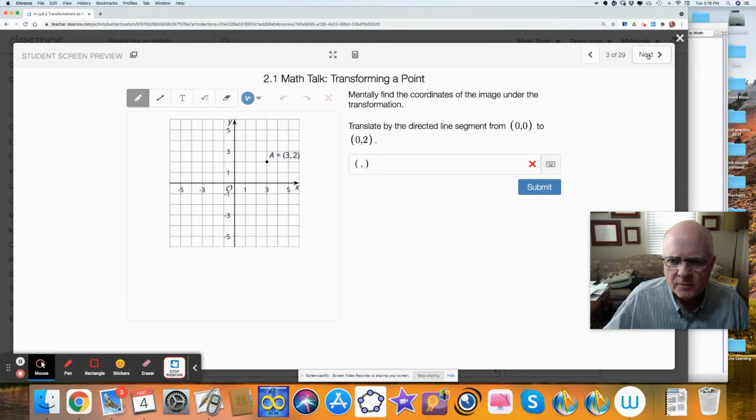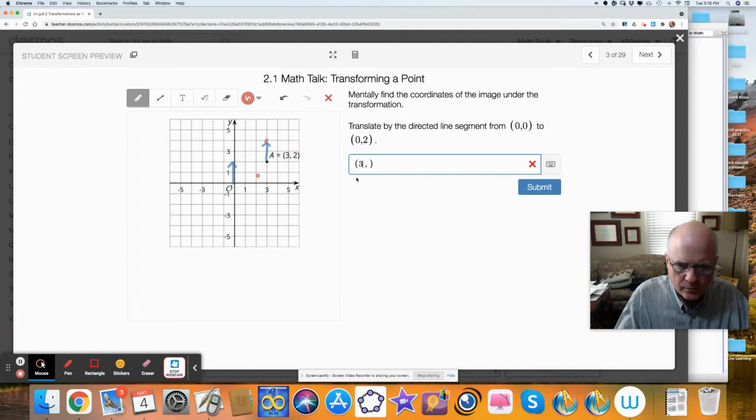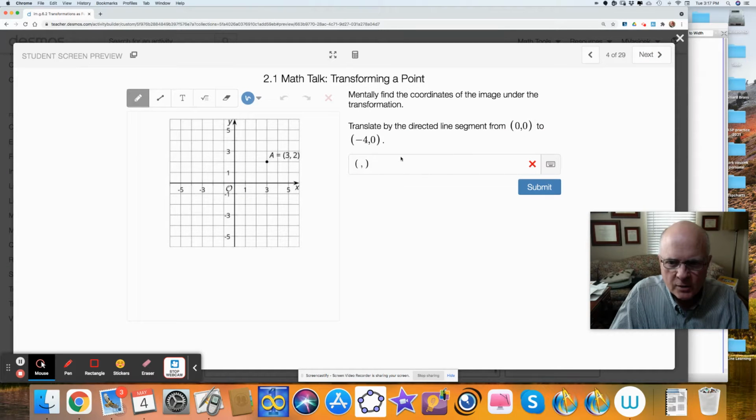So here we're going to try to find the directed line segment from 0, 0 to 0, 2. Well, that's this segment right here, and it's going to go up this much. So if I apply that directed segment to this point, it puts me at a point that is located right here. The coordinates at that point are 3, 4. When you get it correct, I've programmed this to give you instant feedback so that you can understand that you got it right. Here, we're going to do the one from 0, 0 to negative 4, 1.